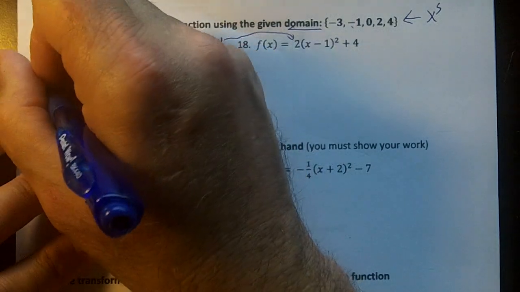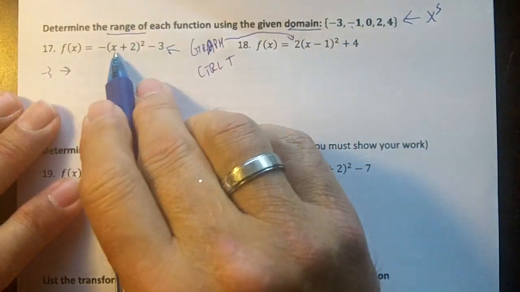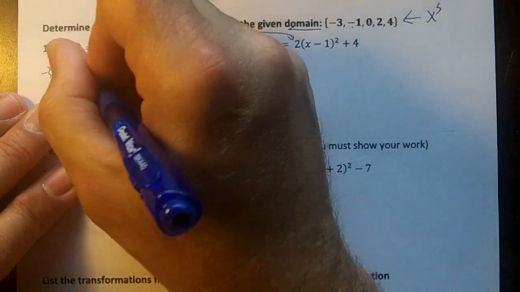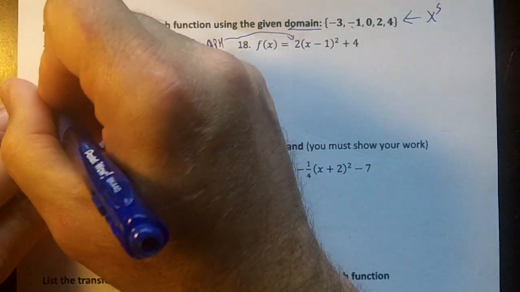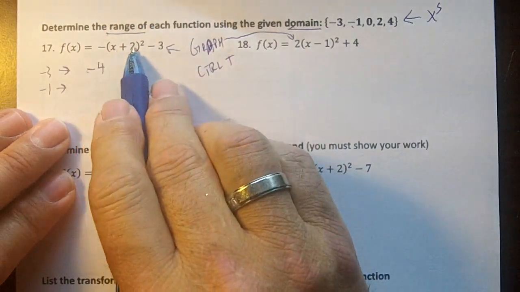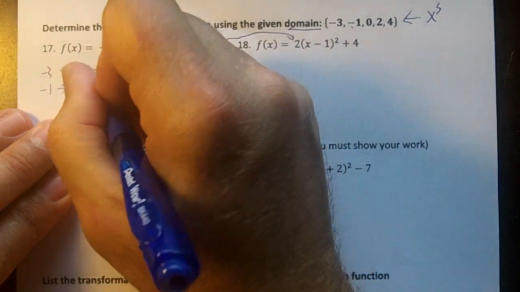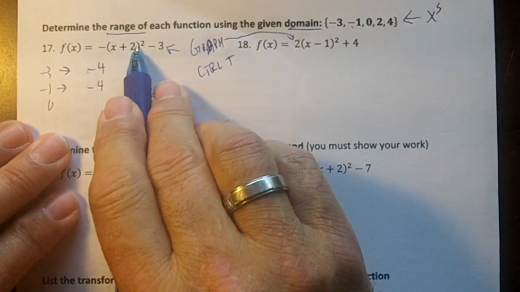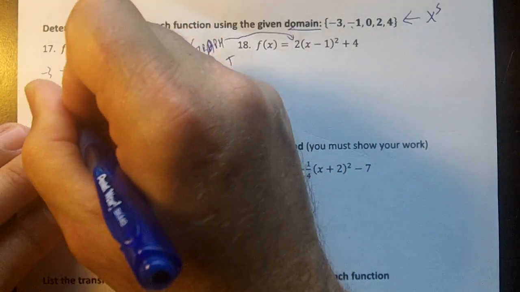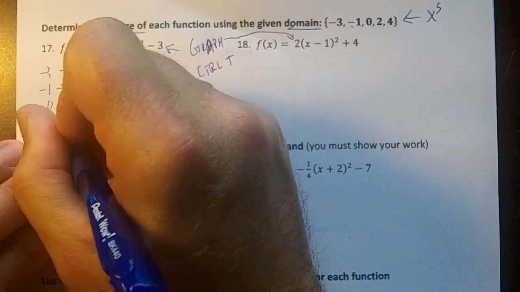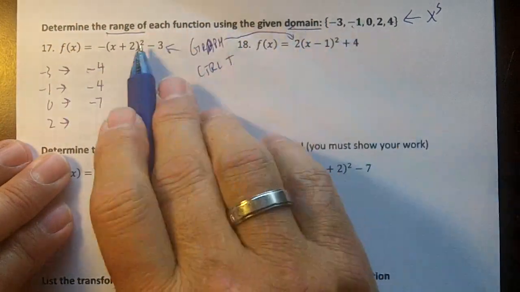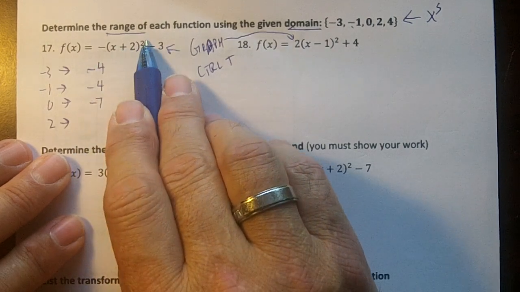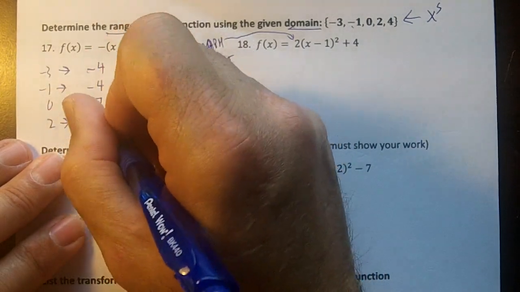So right here, if I plug in -3, and I'm going to do this in my brain, that's going to be -4. If I plug in -1, I'm going to get 1 squared is 1, and that's going to be -4. If I plug in 0, it's going to be 4, and then -7. If I plug in, these may be right, just use your calculator and do this. If I plug in 2, 2 plus 2 is 4. 4 squared is 16. -16 minus 3 is -19.